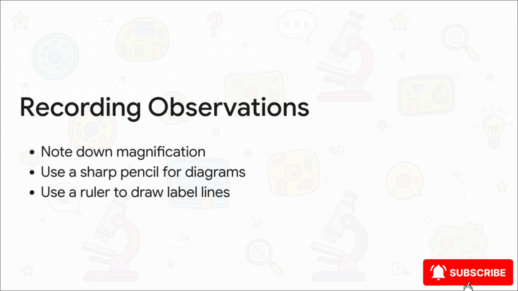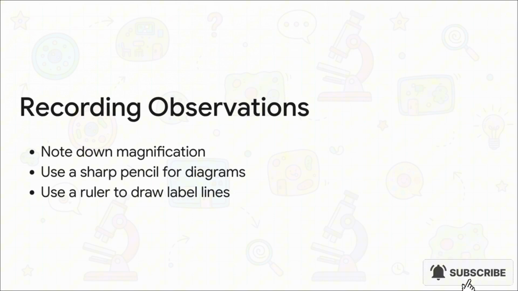We have to actually record what we see. When you're recording your microscope observations, always note down the magnification you used so other people can replicate your work. Draw your diagrams using a really sharp pencil for crisp, accurate lines, and definitely use a ruler to draw straight lines to your labels. It's all about precision here.